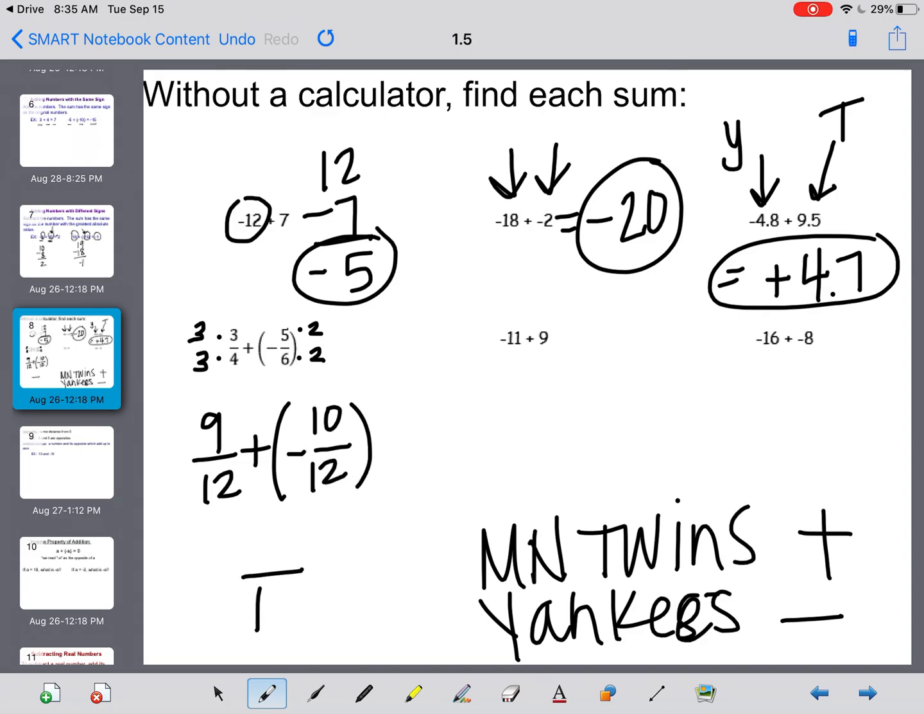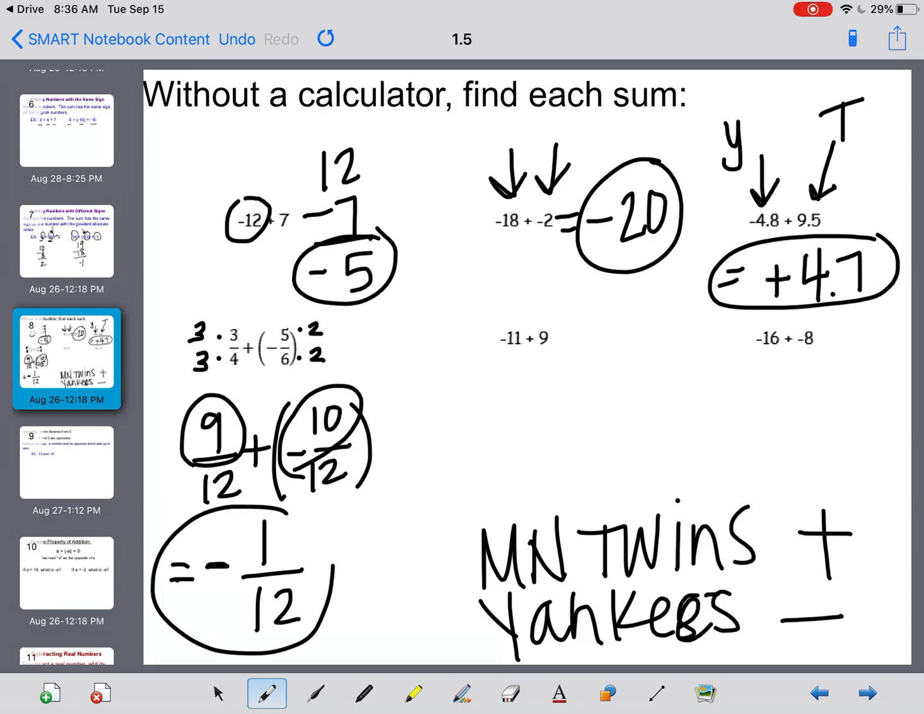Just like normal, I would keep my denominator the same, and then I'm going to look at my numerators. Negatives are Yankees, positives are Twins. I actually have more Yankees players, so that's the sign that I'm going to use. And how many more do I have? Just one. So negative 1 over 12 is the answer to that one.